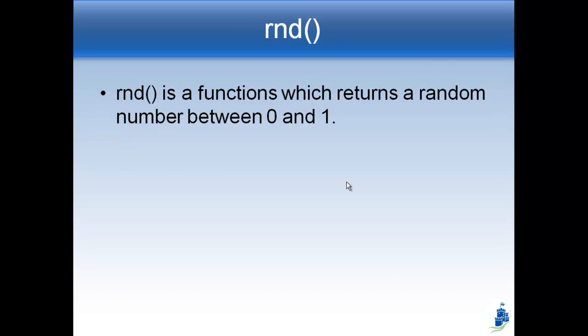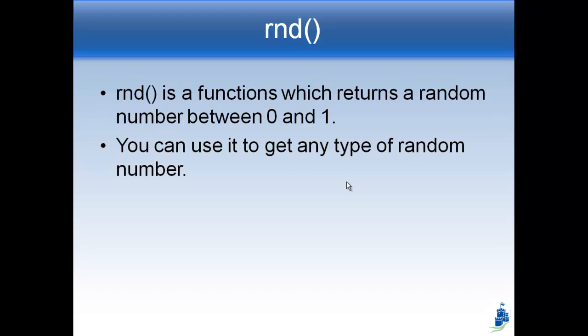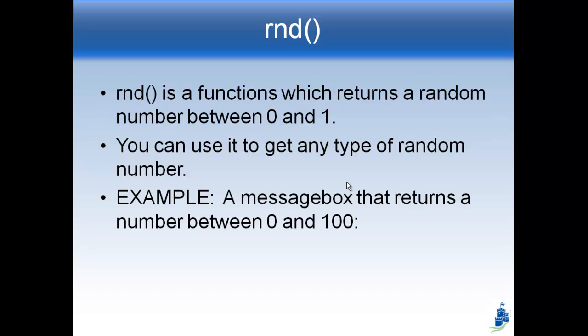All right, so rand, R-N-D, here we go. Rand is a function, and you don't put any arguments into it. It always returns a random number between 0 and 1. You can use that along with some math to get any type of number. For example, if you wanted a message box that returns a number between 0 and 100, rand gives us a number between 0 and 1, but if we multiply that by 100, then we'll get a number between 0 and 100.